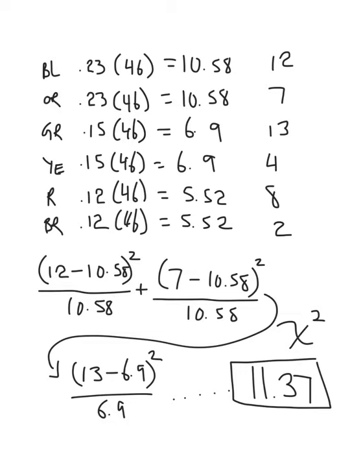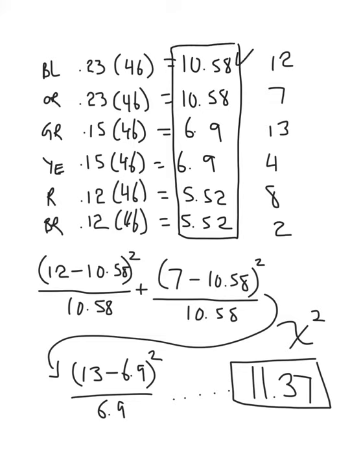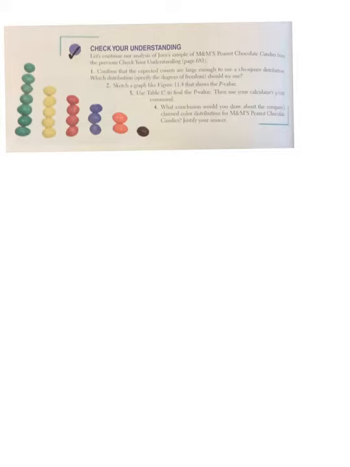Now I'm going to continue on page 684 for the other check your understanding. It says, confirm that the expected counts are large enough to use the chi-square distribution. All we need to check is that the expected counts are all 5 or more. And yes, they're all 5 or more, so we're good on that. That's like our normal condition, so large sample size. Okay, that was number one.